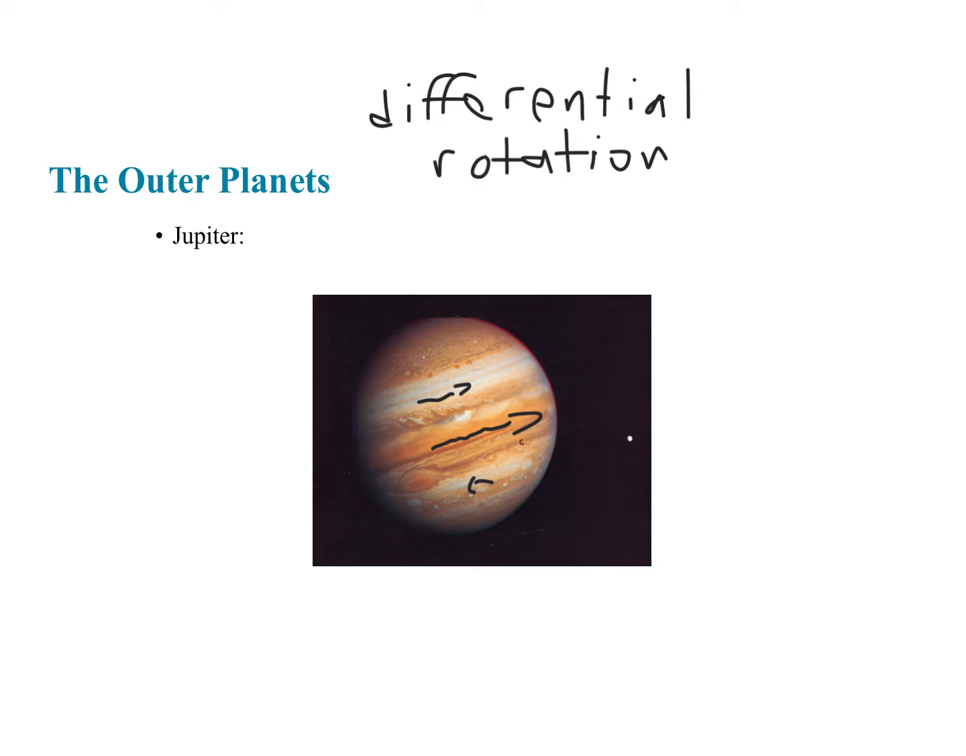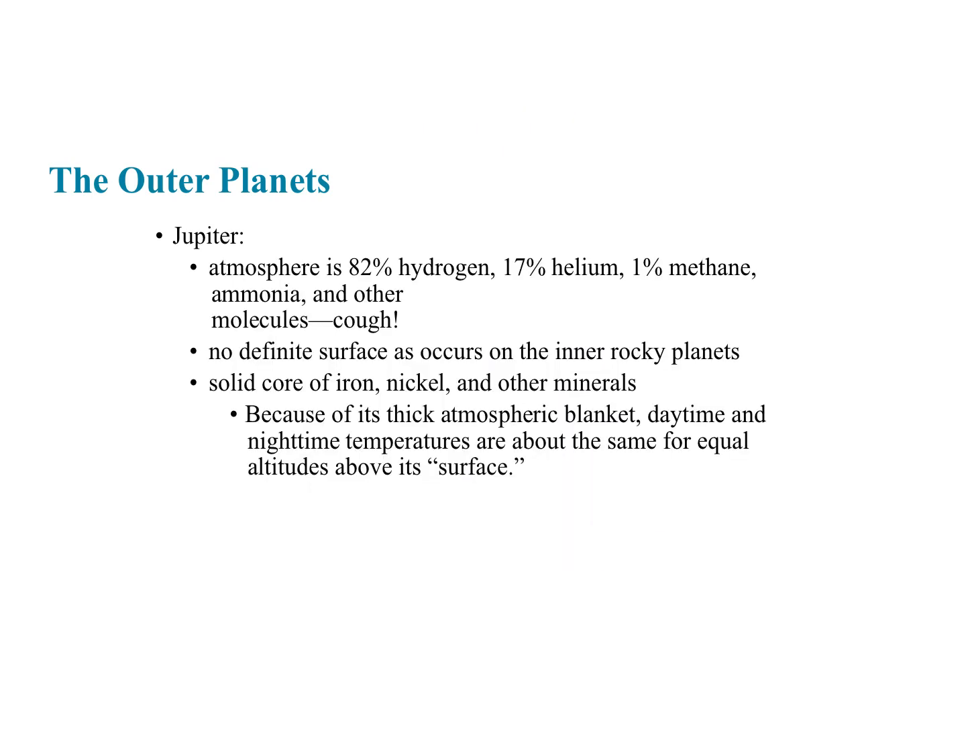The other thing that you can see is that Jupiter has this region here which is called the Great Red Spot. And this is maybe not the best picture of it, but we'll see a better picture of it shortly. Okay, we can look a little bit more at Jupiter. Its atmosphere is 82% hydrogen, 17% helium, 1% methane, ammonia, and other things.